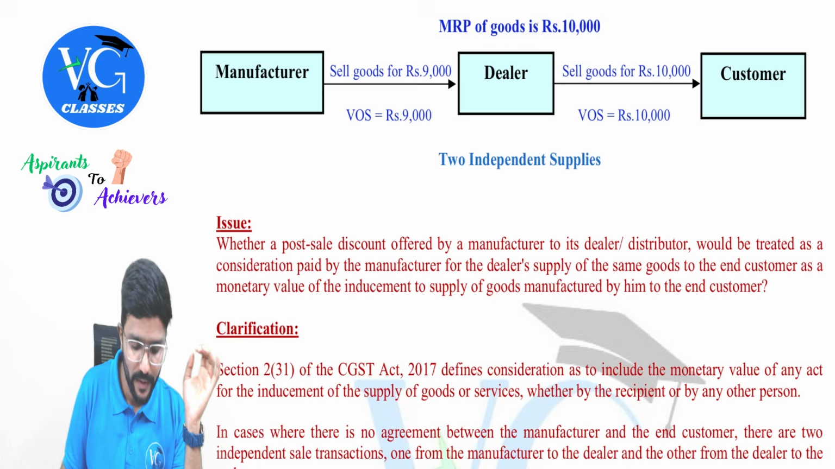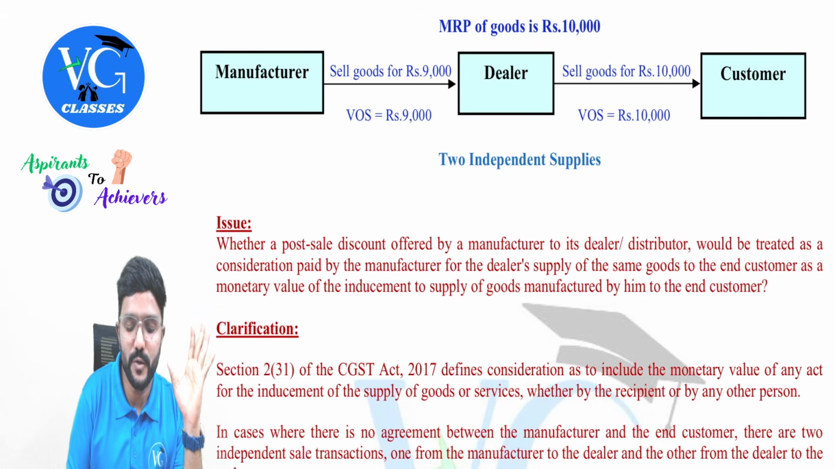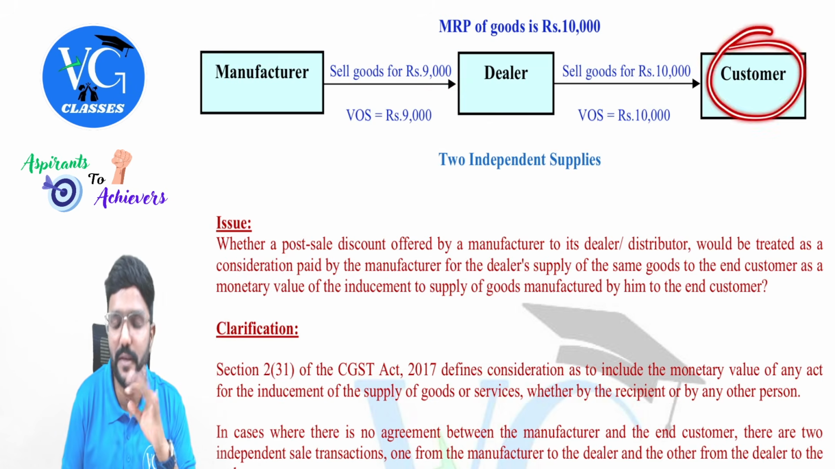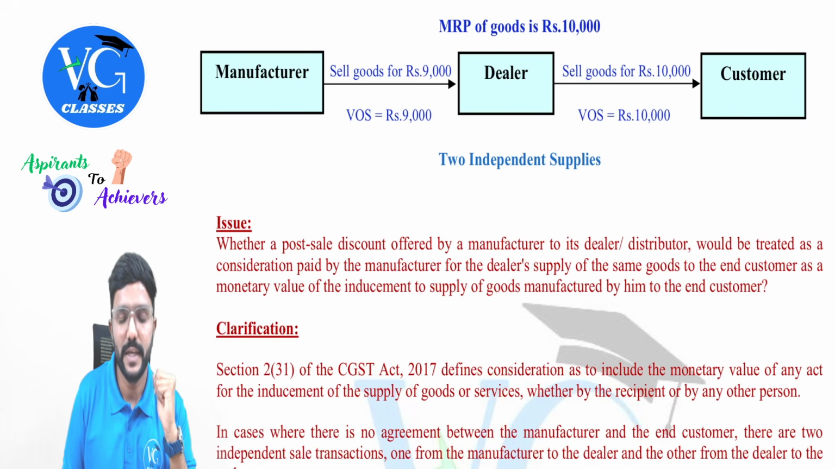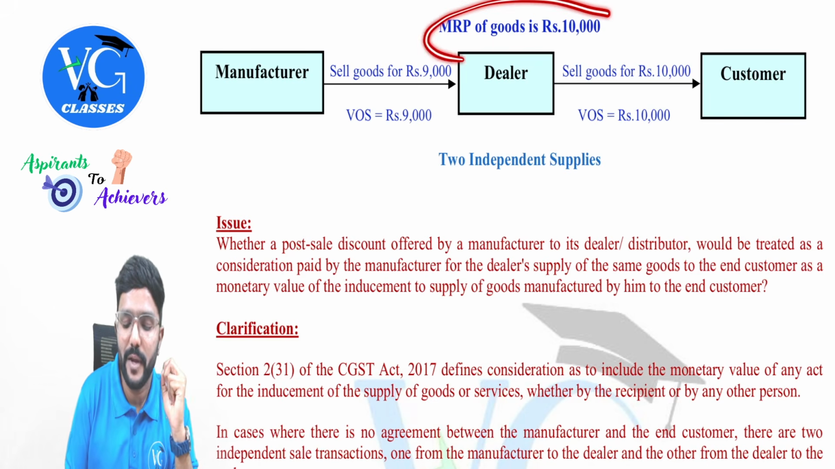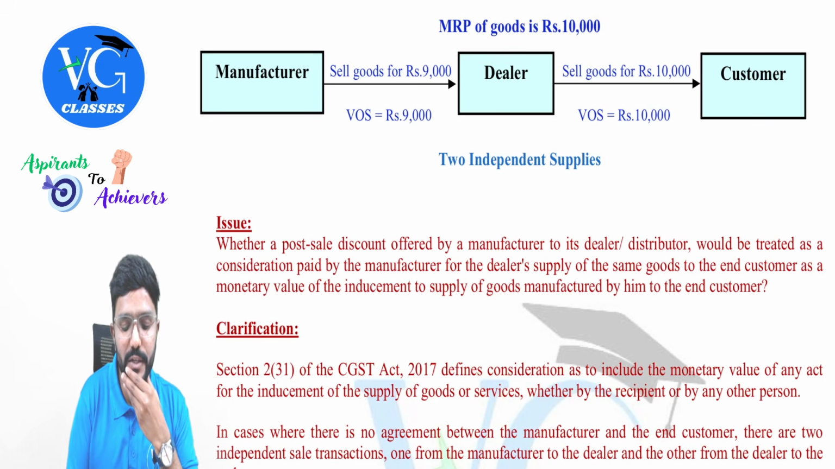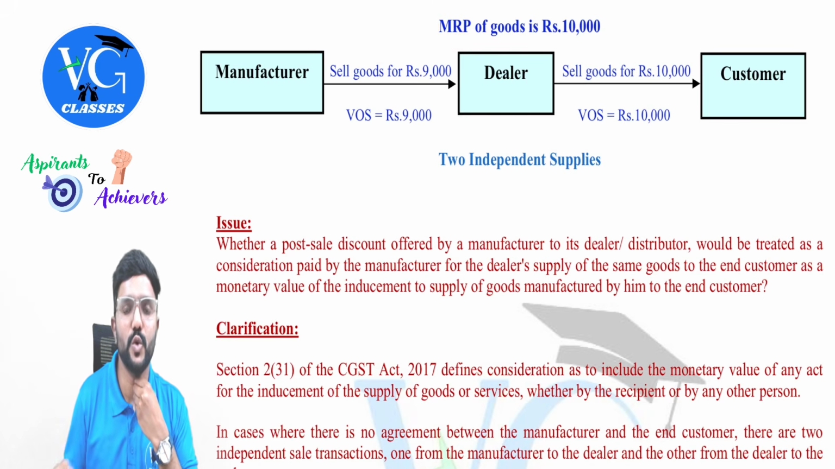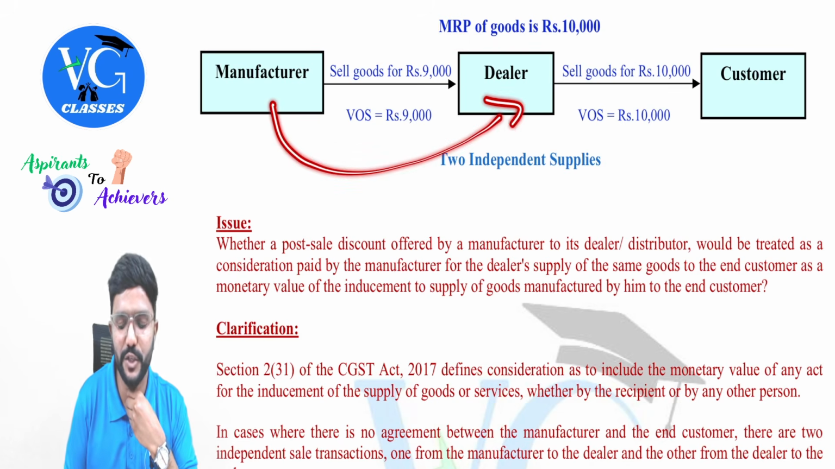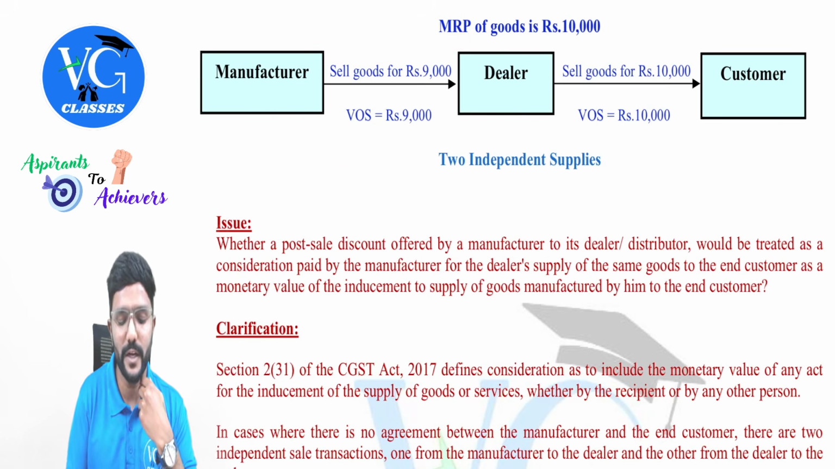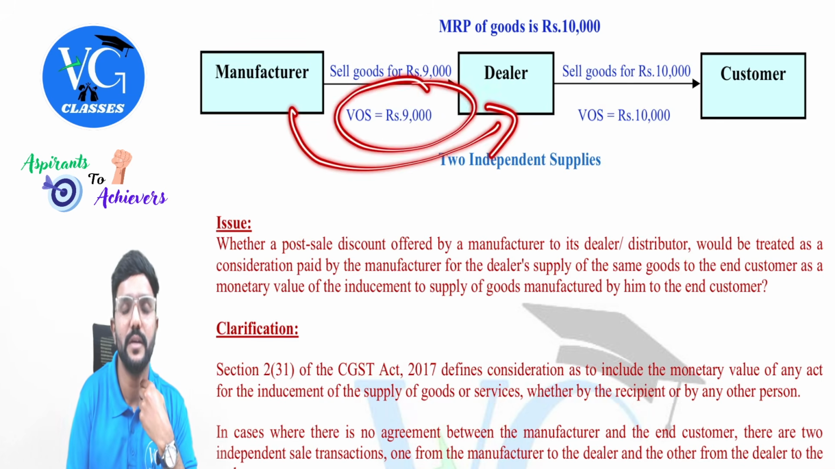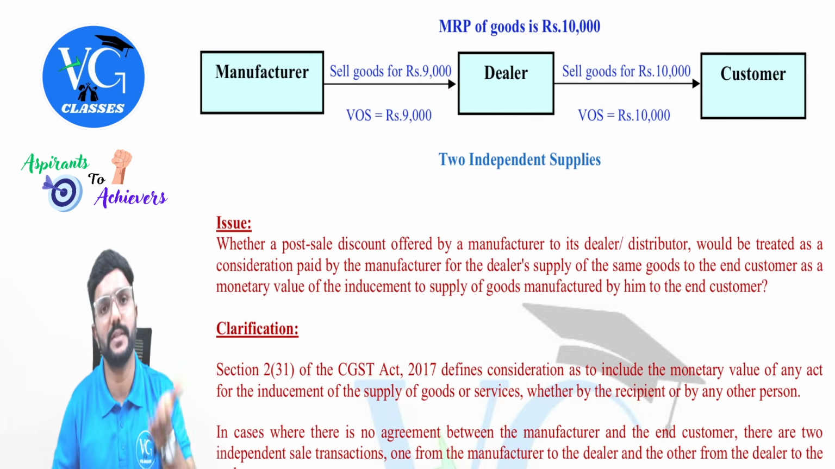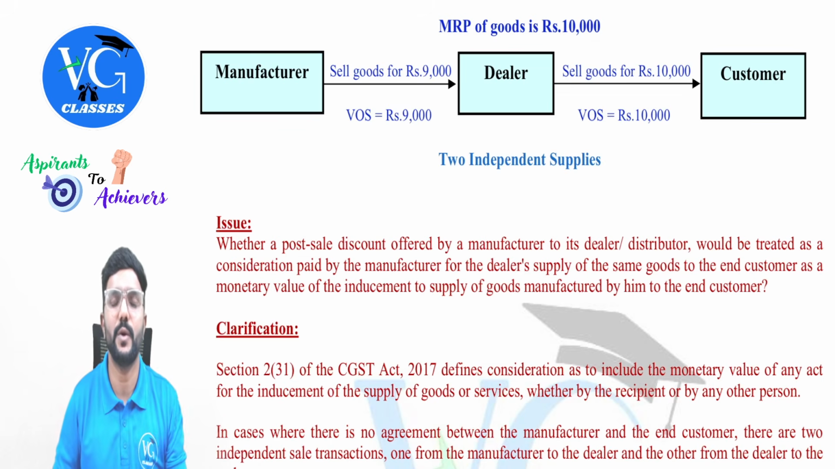Now, the manufacturer is selling his goods for 9,000 to the dealer, and the dealer is selling this to the end customer for 10,000. Sir, here actually the MRP of the goods is 10,000. So the manufacturer is giving 1,000 discount to the dealer. Should it be reduced while calculating the value of supply between the manufacturer and dealer? Yes. So what is the value of supply from the manufacturer to the dealer? 9,000. Even though the MRP of the goods is 10,000, the manufacturer is selling it to the dealer for 9,000.